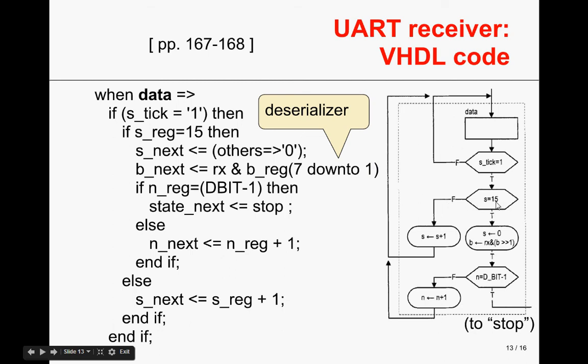So whenever this question holds true, that is to say, if the current value of the sampling ticks counter is 16, then what we shall do is reset the sampling ticks counter. That's what has been said in this assignment, and insert the new incoming bit into the deserializer, and this is done in this assignment. So the logic value that is present at the receiving line takes the place of the most significant bit of the deserializer, and all the remaining bits shift right one position.